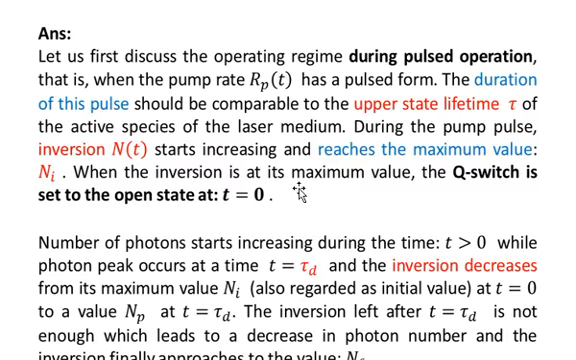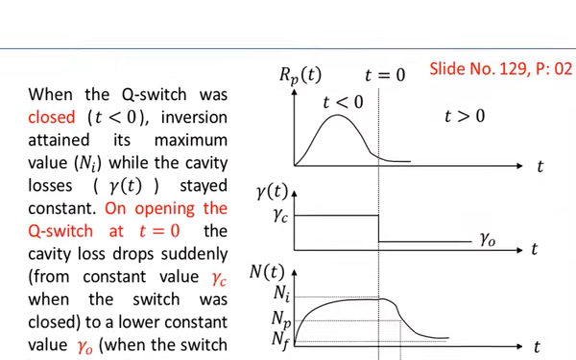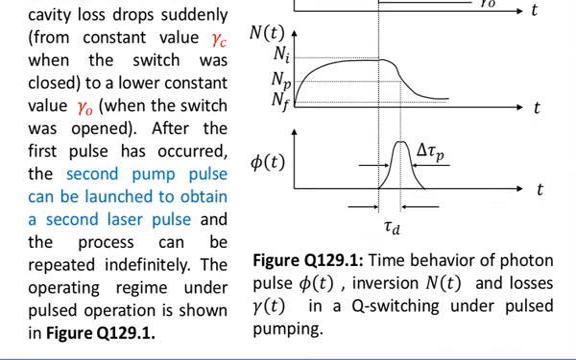When the inversion is at its maximum value, the Q switch is set to the open state at time t is equal to 0. So let me show you the description given in the paragraph in the form of a figure. The caption of figure 1 is time behavior of a photon pulse phi of t, inversion n of t, and losses gamma of t in a Q switching under pulsed pumping.